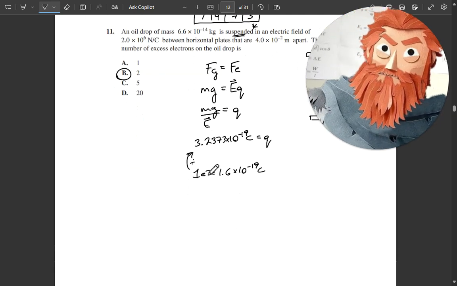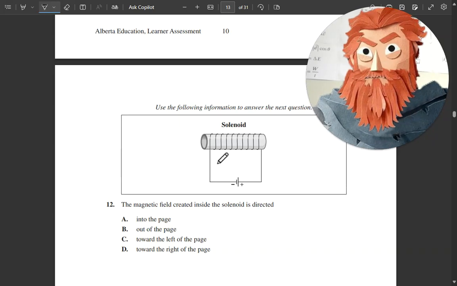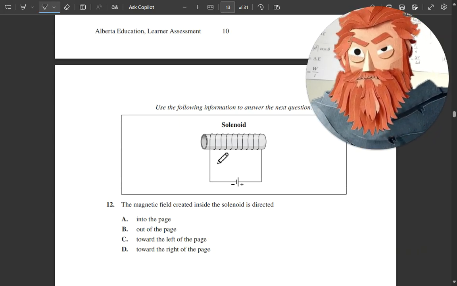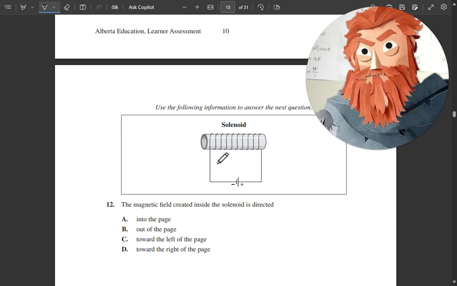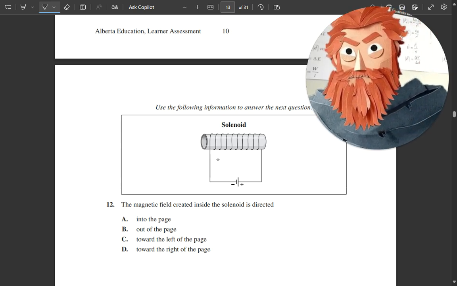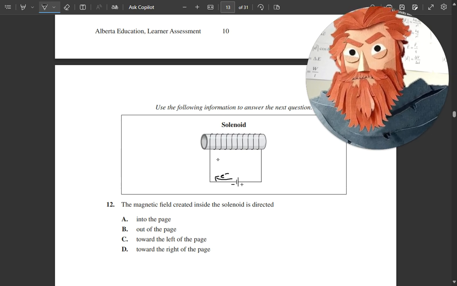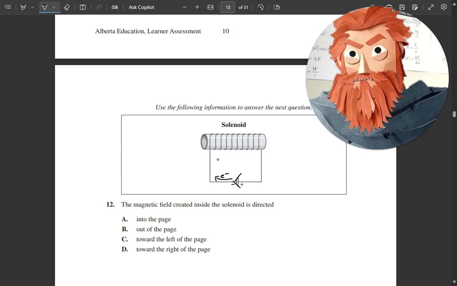Let's just divide there. Okay, got 2. The magnetic field created inside the solid. So remember that when we create magnetic fields, they produce loops. So here, I got electrons coming out the shorter side. So even if they didn't put the negative in there, remember that the electrons come out of that shorter side.